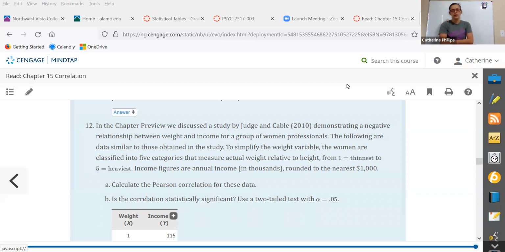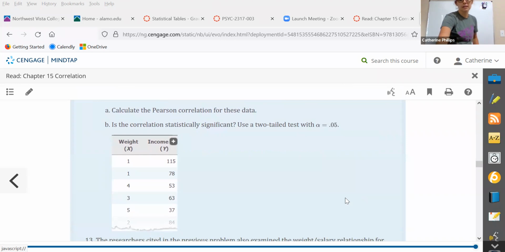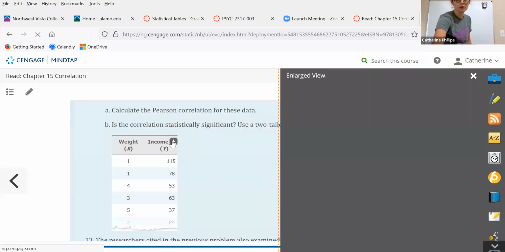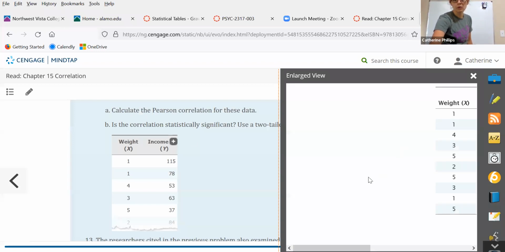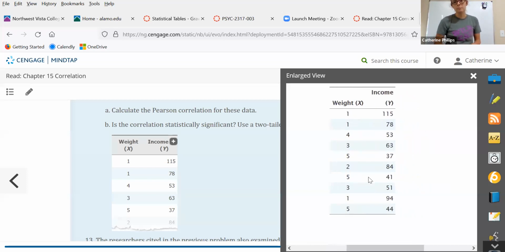Part A, we're going to calculate the Pearson correlation. Then we're going to decide if this correlation is statistically significant with a two-tailed test and alpha of 0.05. And I need to open this up to see the full set of data.